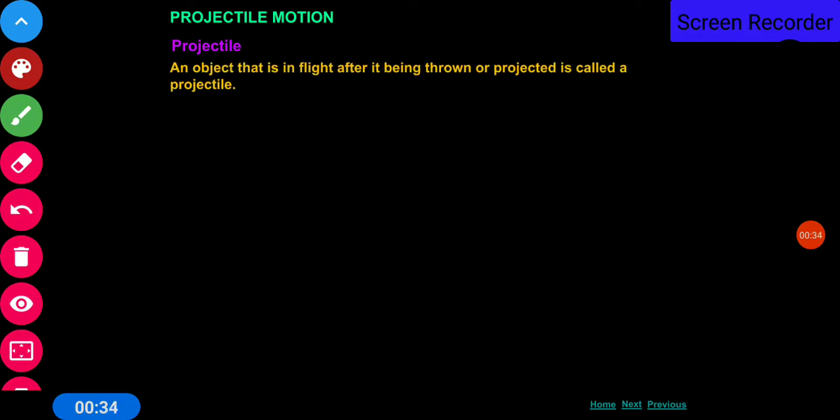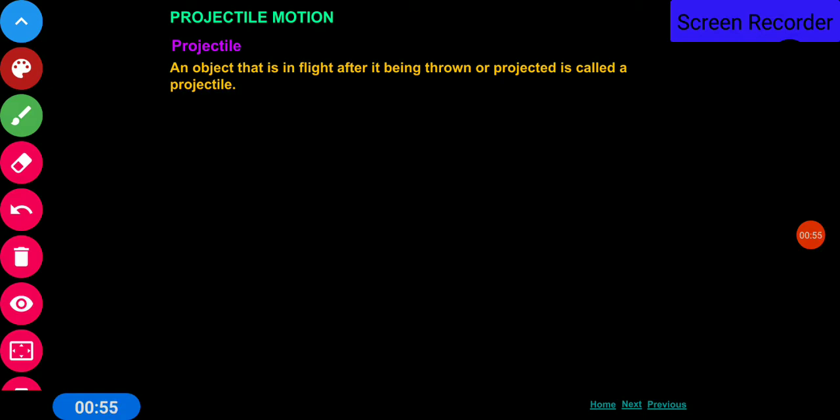So let us understand projectile motion. Now, what is a projectile? An object that is in flight after it being thrown or projected is called a projectile. So everything that you throw in space, which moves under the effect of gravity only, is known as a projectile.